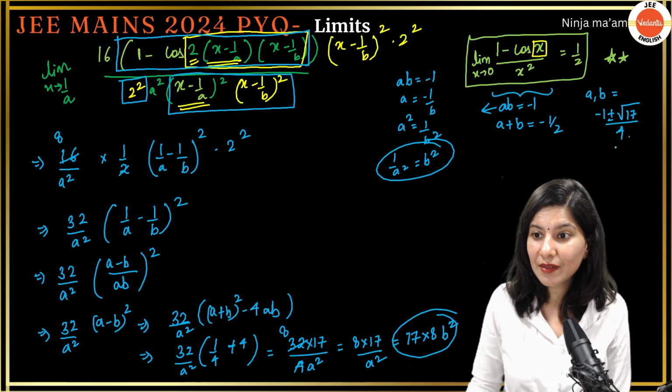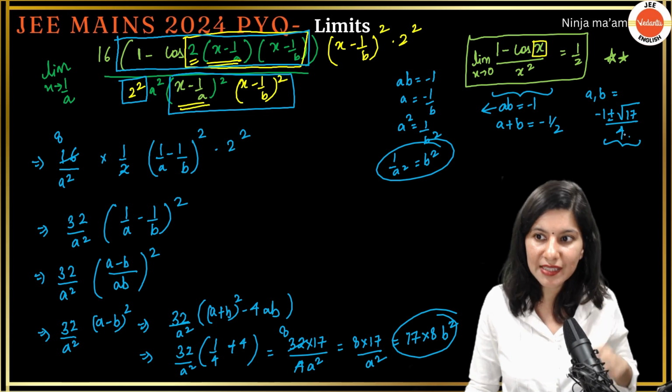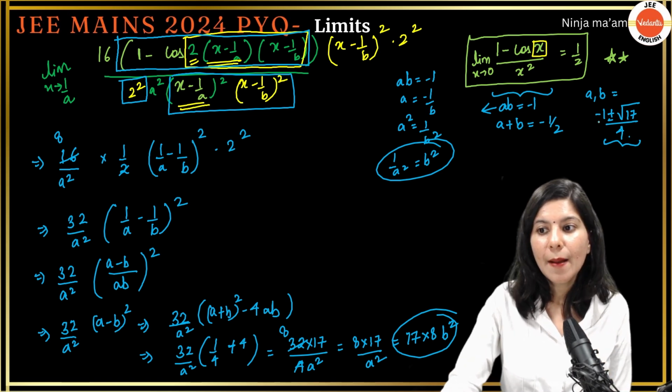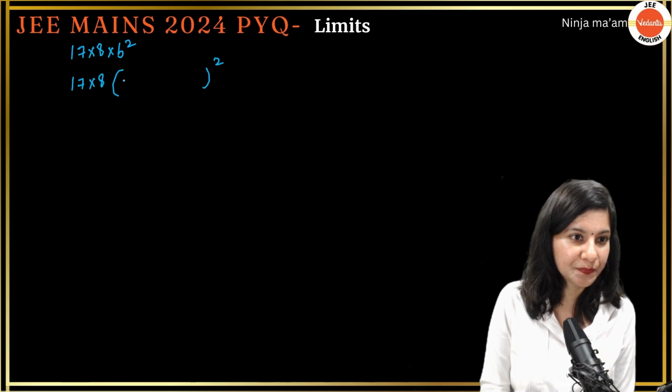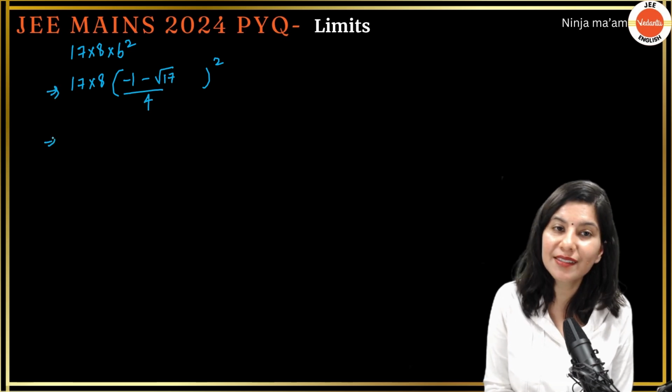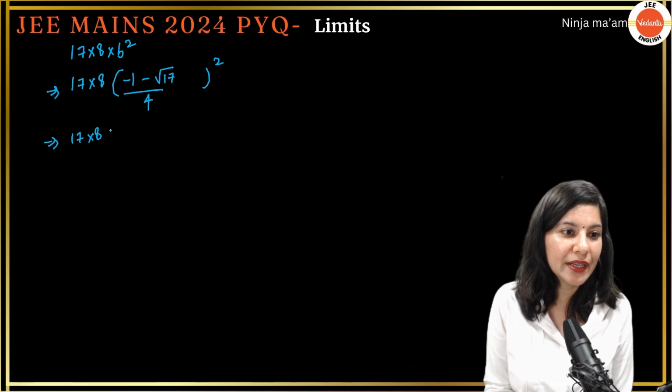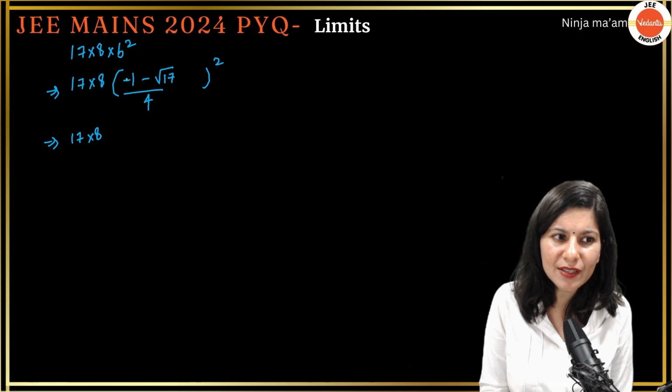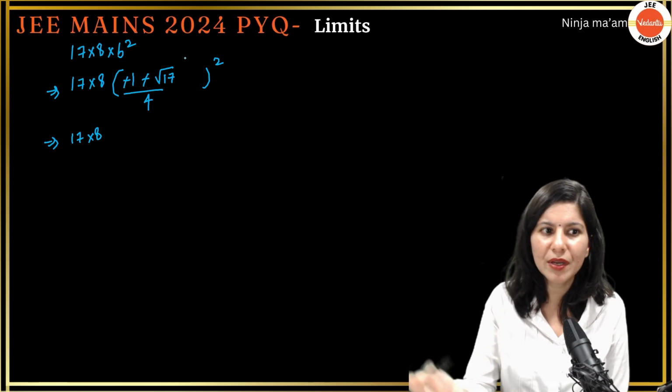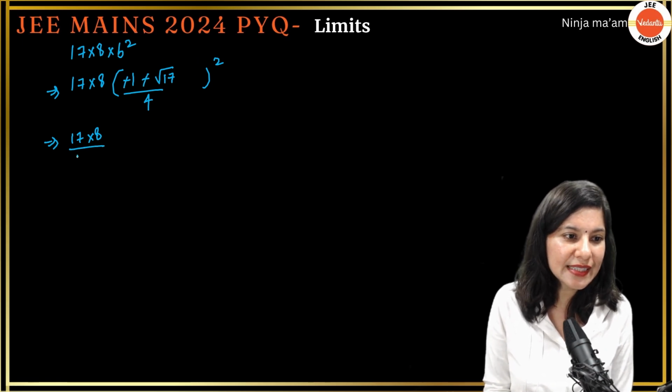17 into 8. B square is what? Square of this negative root. A is positive, B is negative. So (-1 minus √17) by 4. That's it. You have to solve it out. That's it, you are done. 17 into 8. Now negative square, so both will become positive. Square is already there. 4 ka square is 16.